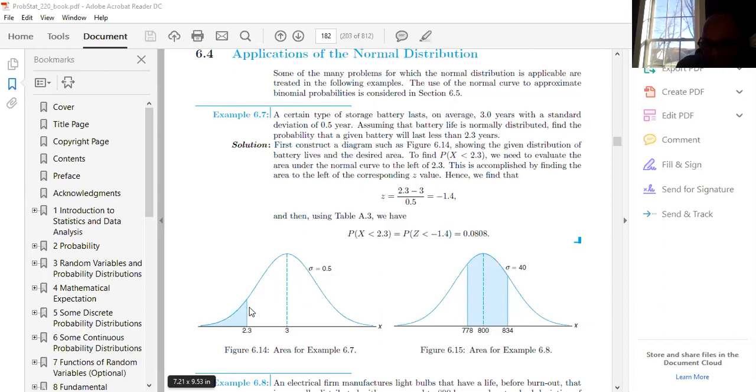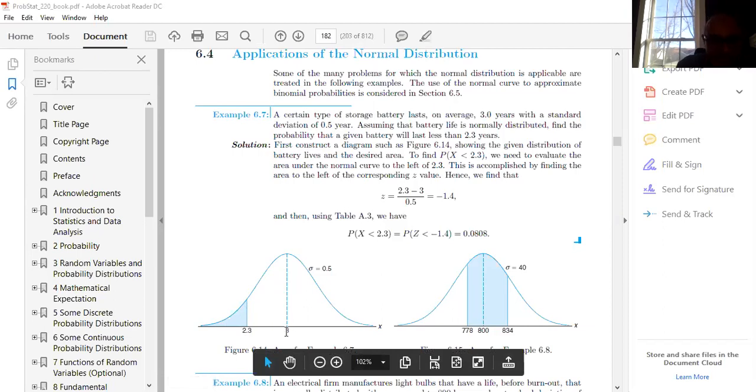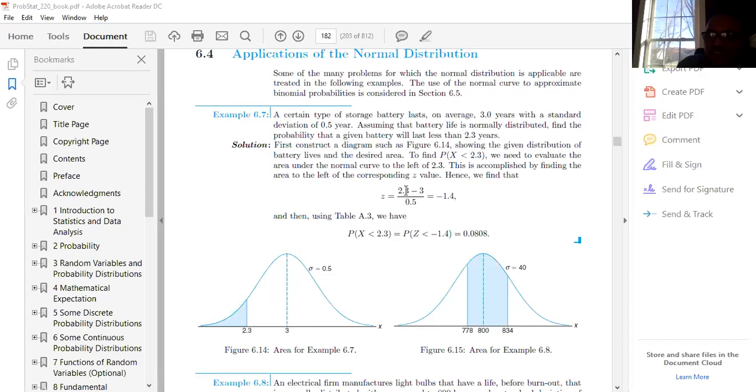So first of all, all the examples I solve over here, it's not a big deal, because here mu is not zero and the standard deviation is not one. So we are going to use the formula z equal to x minus mu divided by sigma. Your x value, which you are looking for, is 2.3, meaning you are given one battery life, that is 2.3. The average battery life, mu, is equal to 3. And the standard deviation, sigma, is equal to 0.5. So z is equal to negative 1.5. Once you have z equal to negative 1.5, that means x less than 2.3 corresponds to mu equal to 3 and sigma equal to 0.5.